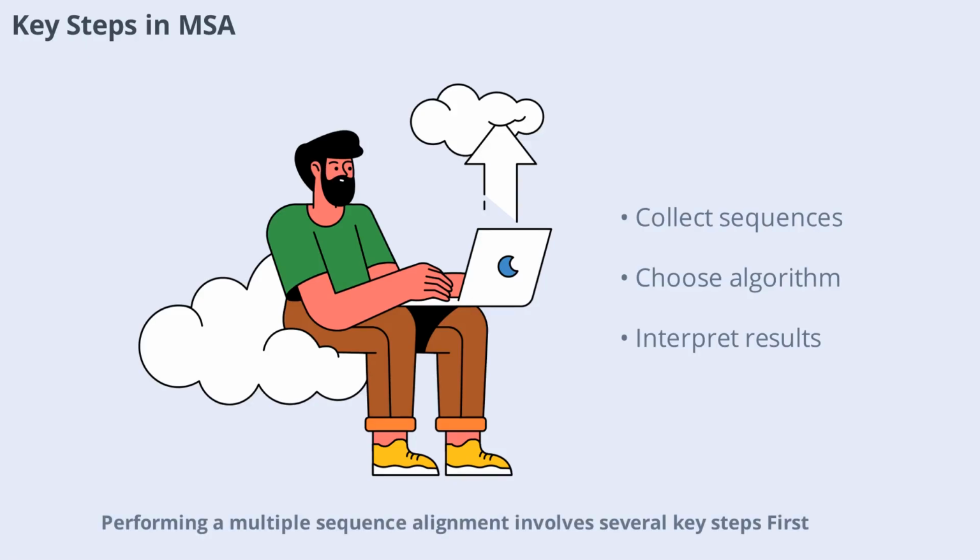Forming a multiple sequence alignment involves several key steps. First, you collect the sequences to be aligned, ensuring they are homologous. Next, you select an appropriate alignment algorithm and scoring system. The sequences are then aligned, often using specialized software. Finally, the alignment is evaluated and interpreted, with conserved regions and motifs identified for further analysis. Each step requires careful consideration to ensure accurate and meaningful results.